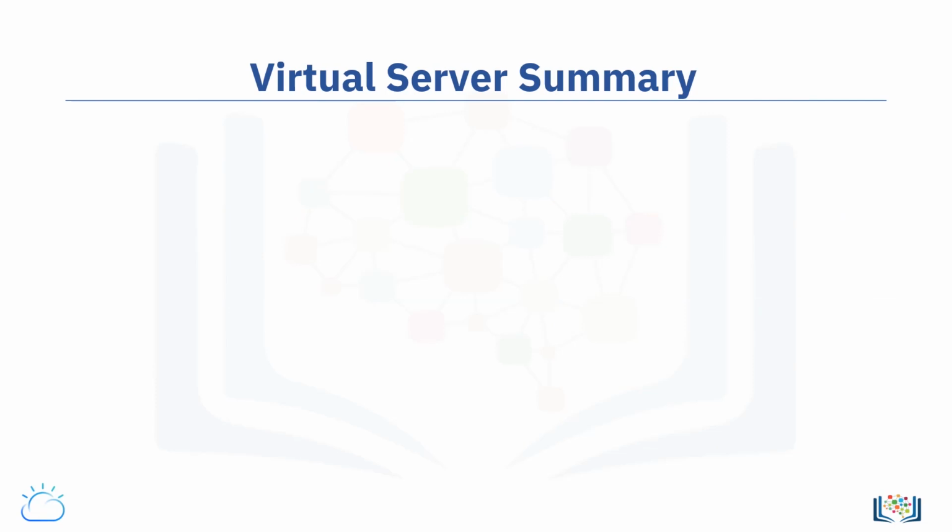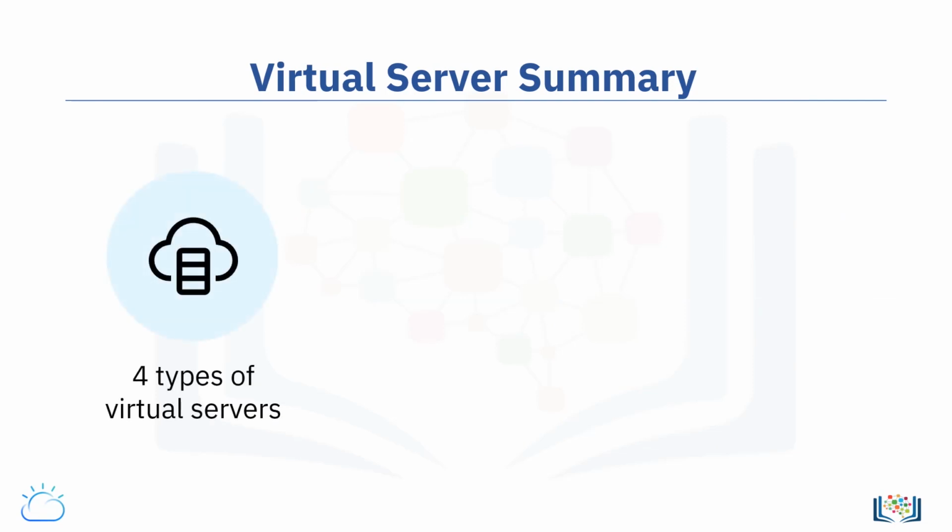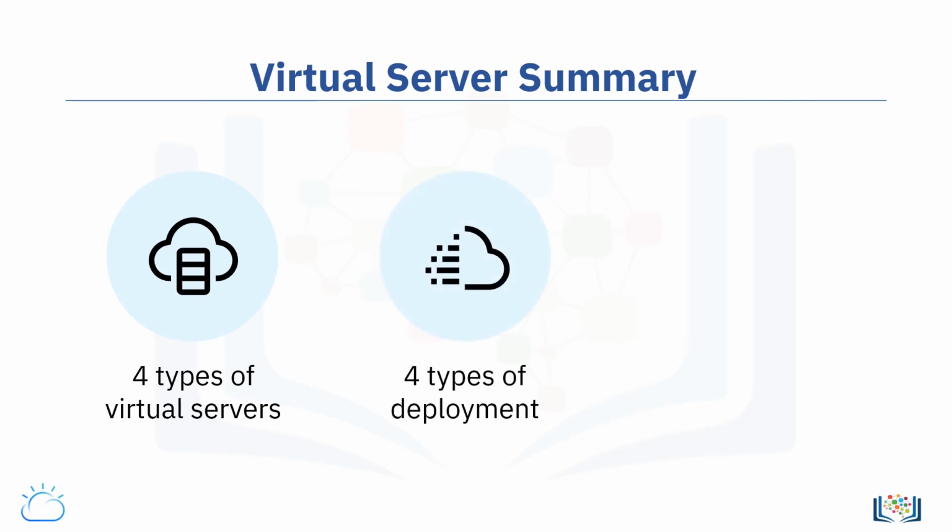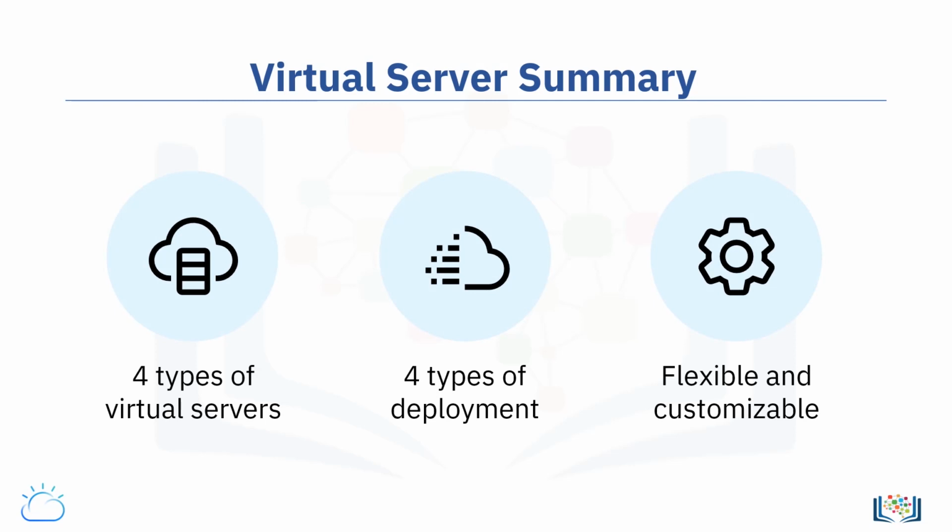Let's summarize what we've learned in this lesson. There are 4 types of virtual server offerings on IBM Cloud: virtual servers, bare metal, power, and HyperProtect. Virtual machines can be provisioned as public, dedicated, transient, or reserved. And lastly, each offering is very flexible and customizable, whatever you need to meet your use case.